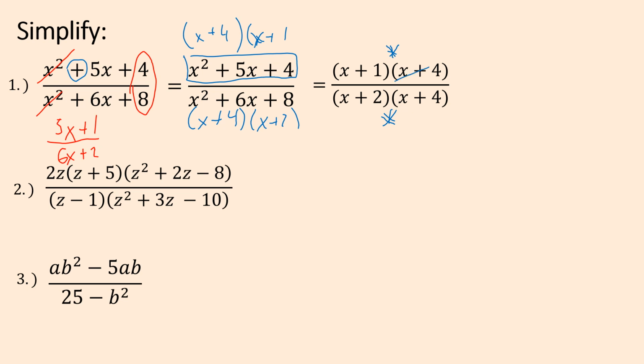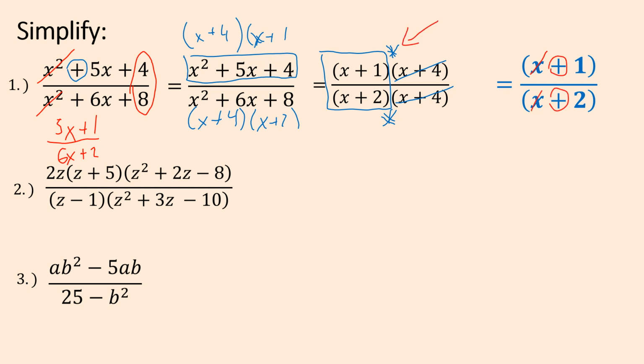So for example, this x plus 4 on the top is the same as that x plus 4 on the bottom. We can cross those out, leaving just this part of the fraction. And that's our answer. We can stop there. Again, we can't cross out these x's because these x's are separated by plus signs and not multiplication.